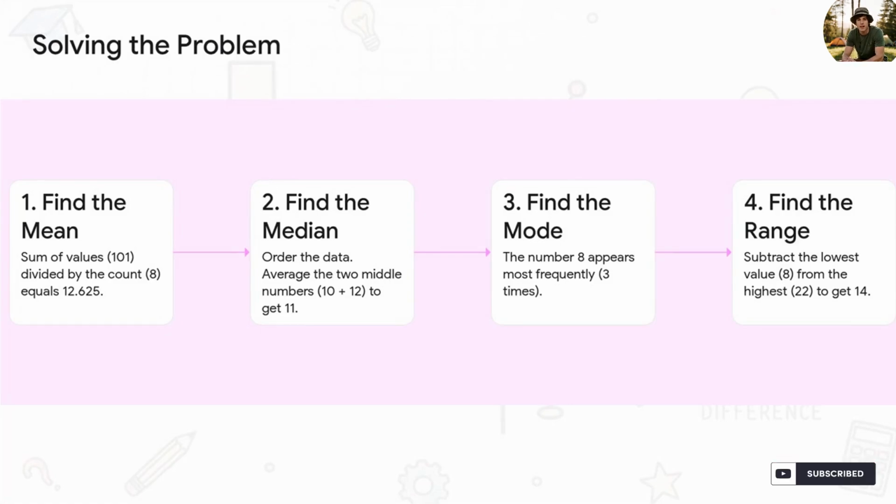So for the mean, we add them all up and divide by 8, since there are 8 numbers. Easy. For the median, and remember, this is the crucial first step, we have to order the data. Since we have an even number of values, we average the 2 middle ones, 10 and 12, to get 11. The mode is simple. 8 pops up more than anything else. And for the range, we just do the highest, 22, minus the lowest, 8, to get 14.